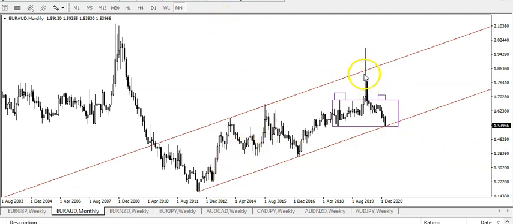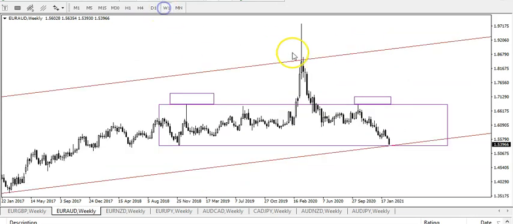How do I know that, or what do I use as my clue? I use this big pin bar here, that is an indication of an overshoot in either direction. So with the pin bar, I think price will go lower. With that, this is Euro Aussie.